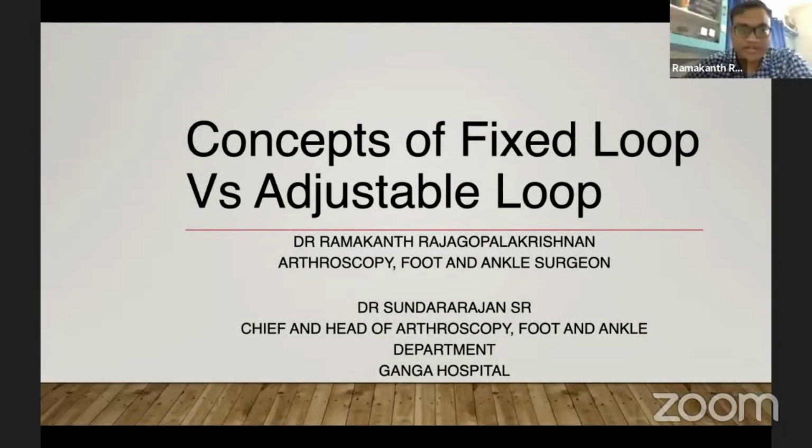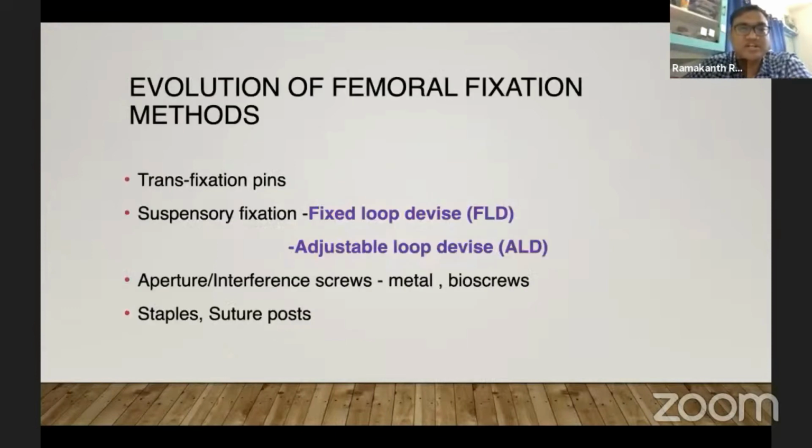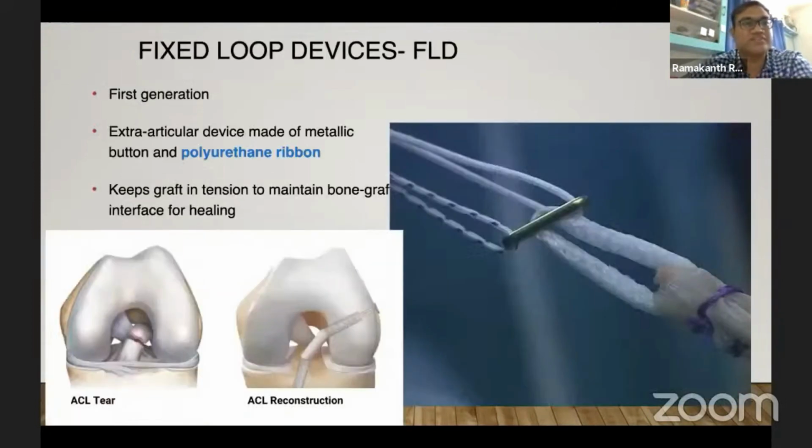So my talk is on concepts of fixed loop and adjustable loop devices. These are the suspensory fixation used in ACL reconstruction. The evolution of femoral side fixation: initially people were using transfixation pins, and then moved on to suspensory fixation like fixed loop devices and adjustable loop devices. A few also prefer to use interference screws, that is aperture fixation with metal or bio screws, and sutures and staples are extra articular fixation devices.